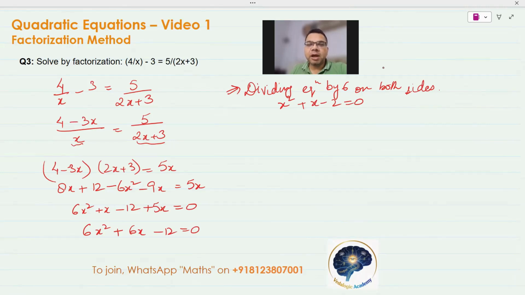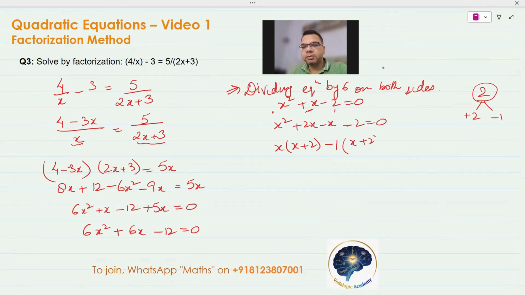Now I have to find the factors here. This is 2 and this is 1. So 2 ones are 2. I have to find the factors of 2 such that I get 1 as the sum. So it's plus 2 and minus 1, I think. And I will be able to solve it now. x square plus 2x minus x minus 2 equals 0. Let me take x common from here. I'll take minus 1 common from the rest. So it becomes x plus 2. When I take it common, it becomes x plus 2 into x minus 1 equals 0. So x equals 1 or x equals minus 2.